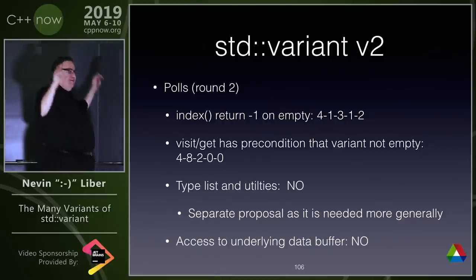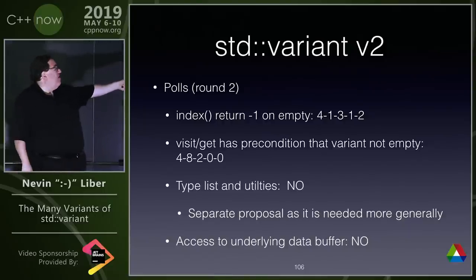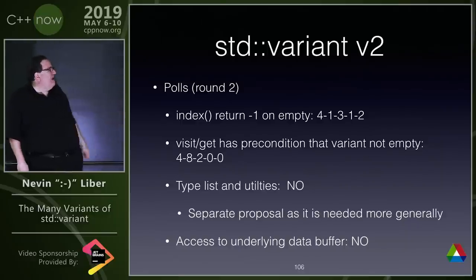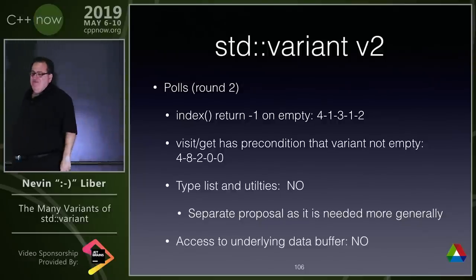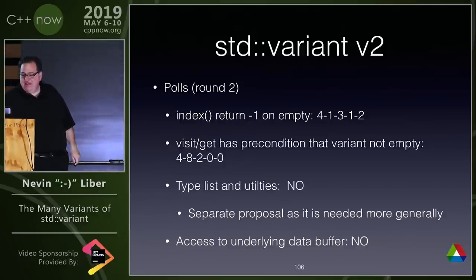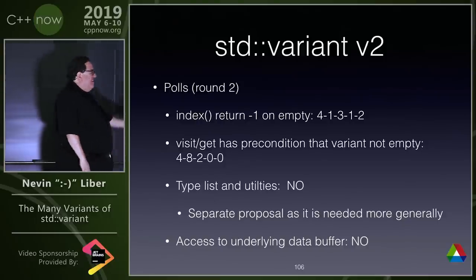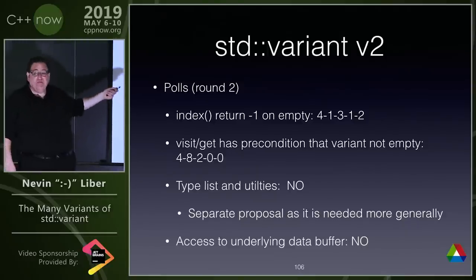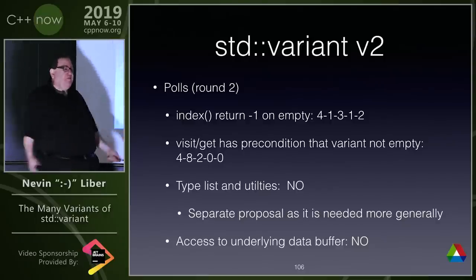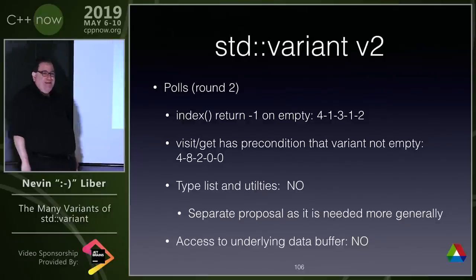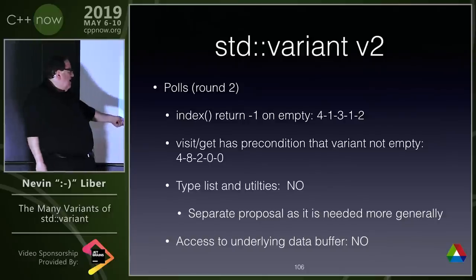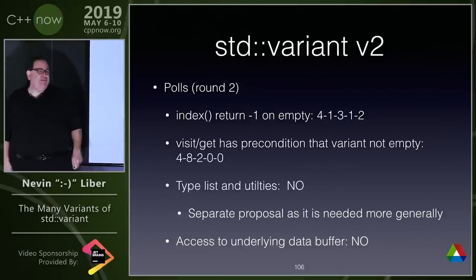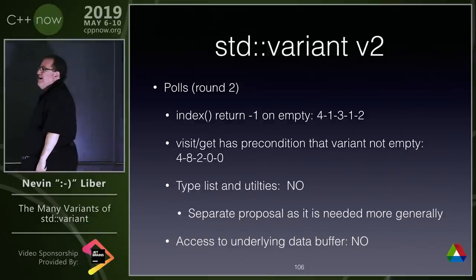So what should index return if we're in this partially formed state? Should we be allowed to call it, right? There's this precondition on visitation and get: you can't actually call those functions if you're in this state, in what will become the valueless by exception state. Do we want type lists? The answer was no, because we really do want type lists and metaprogramming around it, but it's a more general problem. It's now morphing into compile time programming as part of reflection. And the other thing Axel initially wanted was access to the data buffer, like a dot data call. And it's like, no, you shouldn't be looking at the bytes.